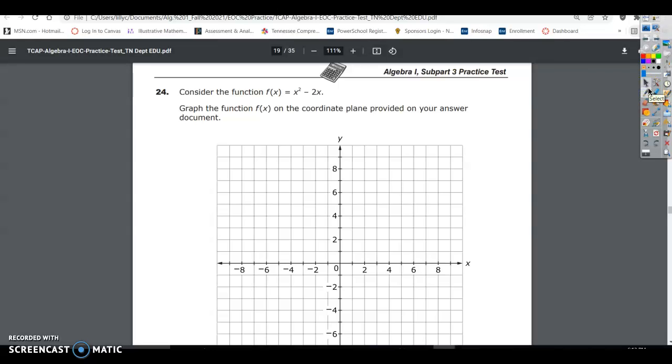Algebra 1 EOC practice test number 24. Consider the function f of x equals x squared minus 2x. Graph the function f of x on the coordinate plane provided.